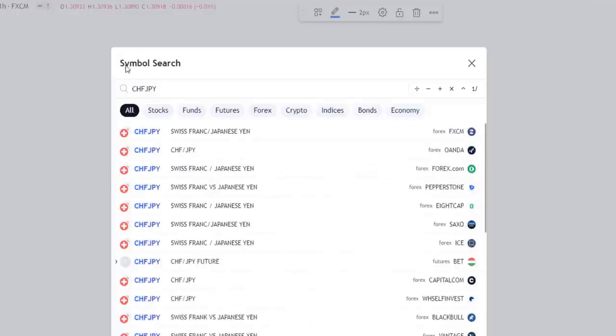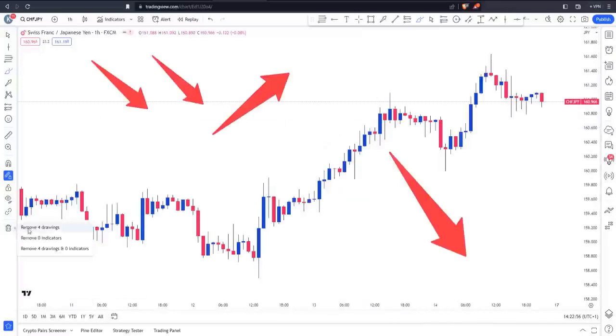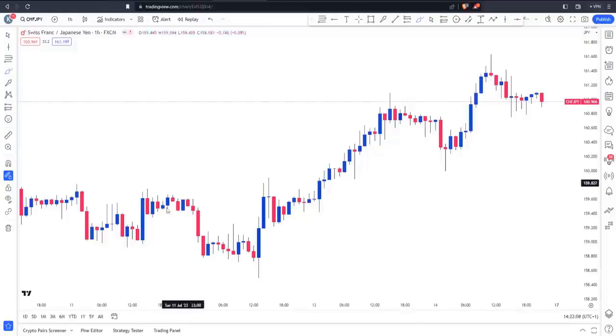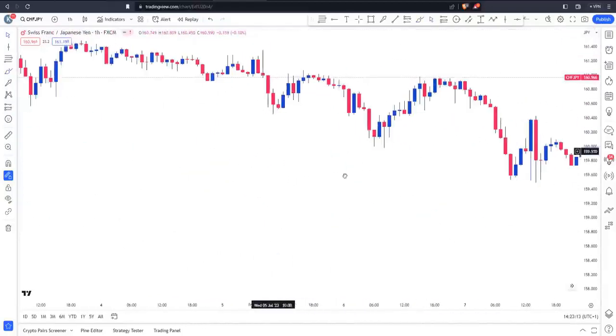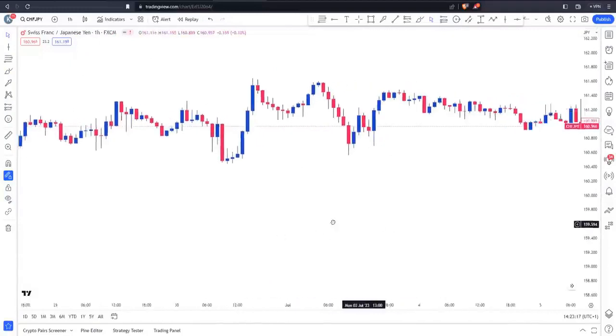Swiss franc JPY, for example. If I have Swiss franc JPY from the economic news right here, on Monday I saw the news and I put my Swiss franc on the weaker side of my box. I will check the date from here, July 3rd. Let's go to July 3rd and see how this affects our trading. For an intraday trader, please pay attention to this.